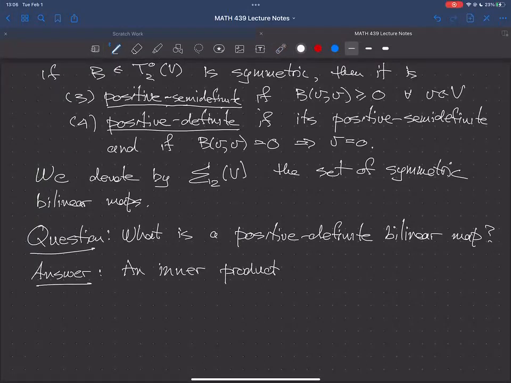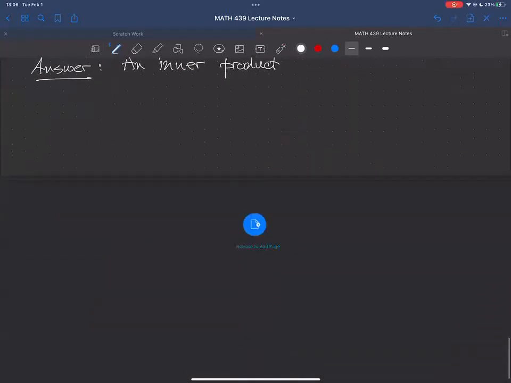And one of the things that we're going to do, which is different from probably what you've seen before, is we're not just going to talk about inner products. We're actually going to talk about spaces, not necessarily spaces of inner products, although that's an interesting thing to talk about, but certainly spaces of symmetric bilinear maps. Okay.